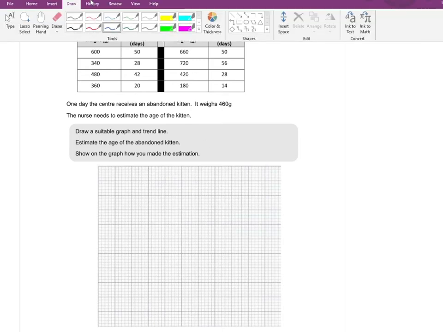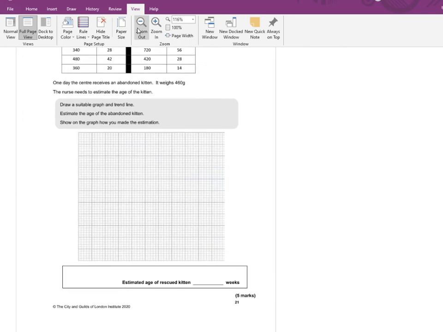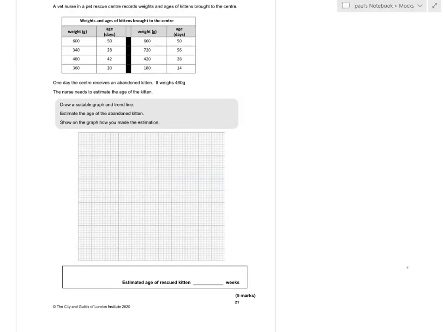So again, I'm going to make this a bit smaller so that I can get things on the same page. Right, so we're going to do a scatter graph, I suppose, with weight against age. So the weights go from 180 up to 720. So 180, let's have a look.